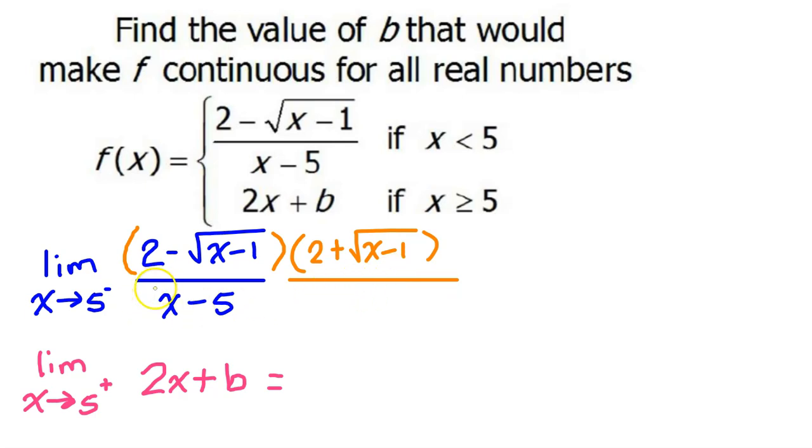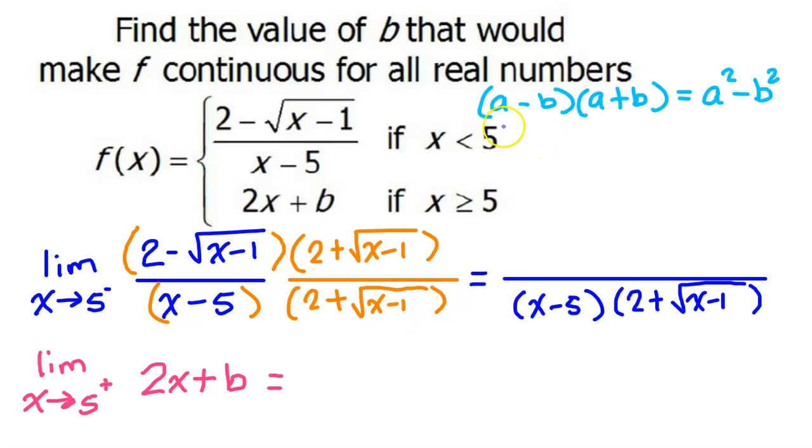To keep it legal, we need to multiply by the same thing in the denominator. That way, we are really multiplying by 1, which will not change the value of this expression. The beauty of multiplying by the conjugate is that a minus b times a plus b is always equal to a squared minus b squared. So let's use that shortcut.